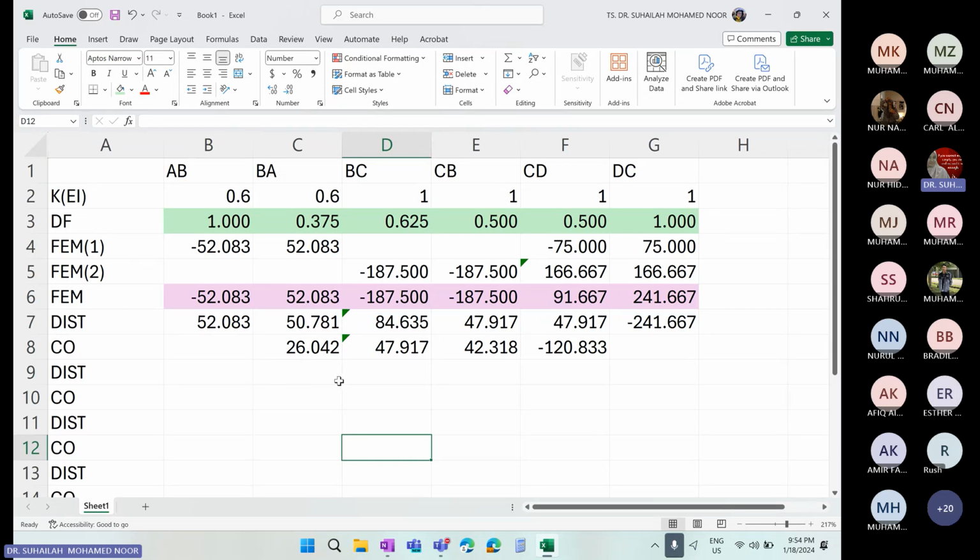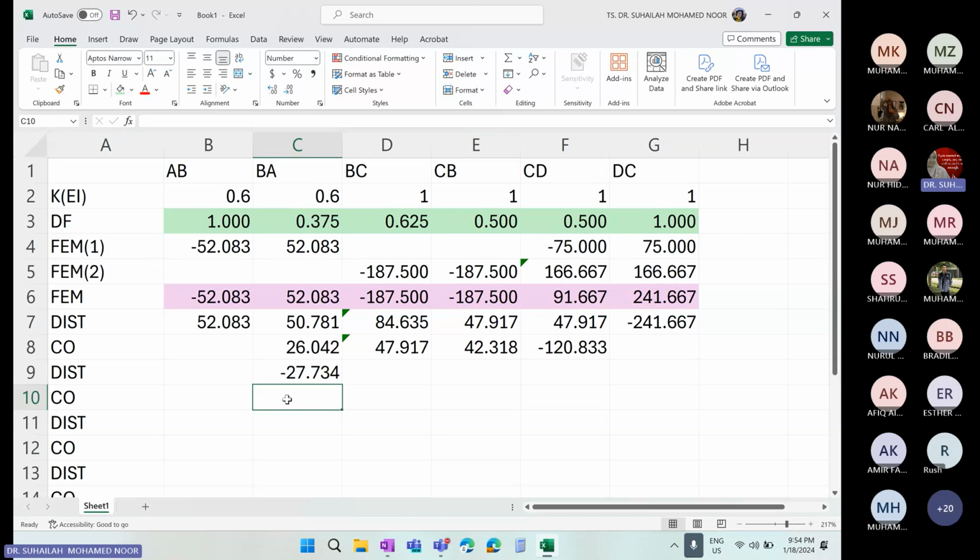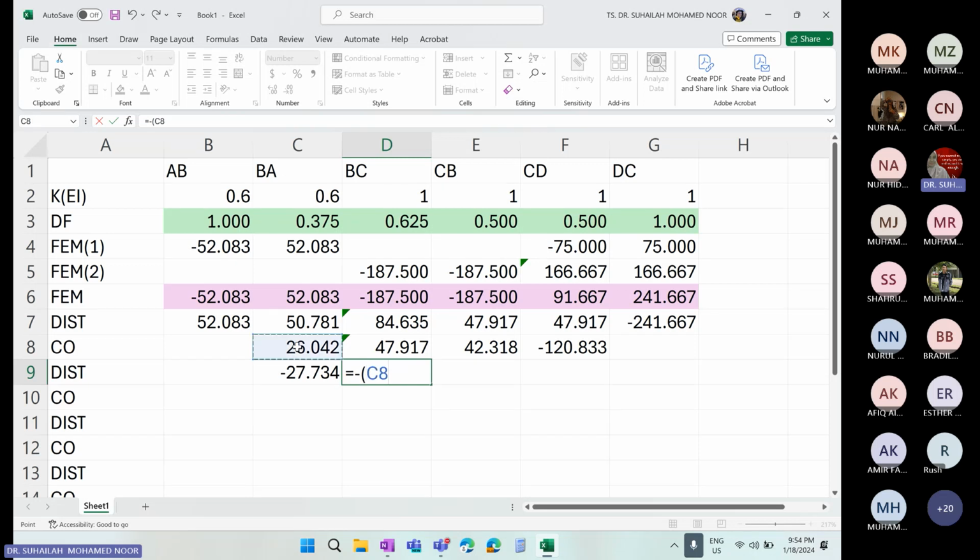Okay, distribution. Next distribution. B, we have BA and BC. Again, repeat the same. Joint moment, negative. Total BA, BC times with factor. Then we get negative 27.7. Again, negative for joint moment, total this, times with distribution factor.